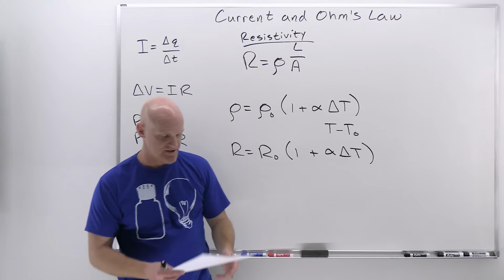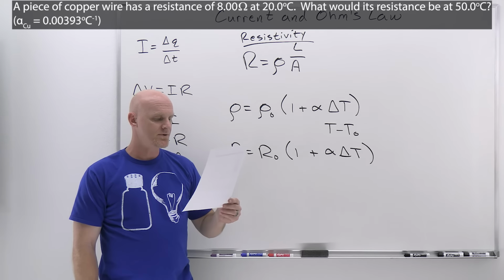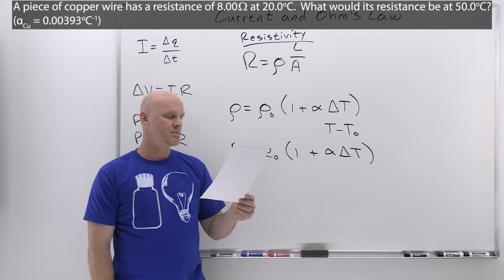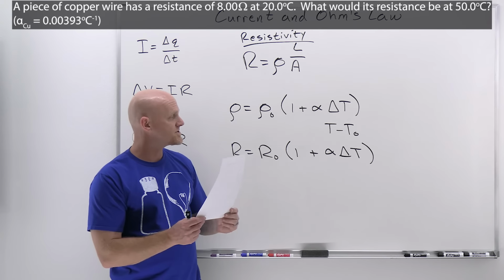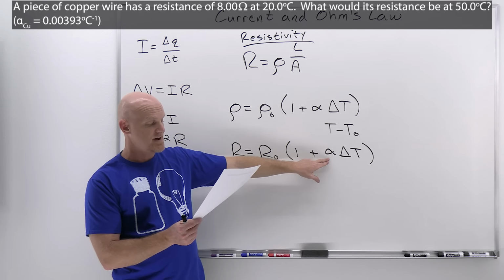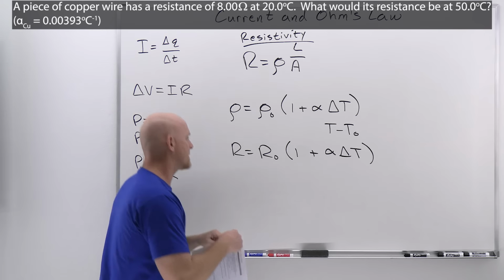All right, let's do a calculation here. The question says, a piece of copper wire has a resistance of 8.00 ohms at 20.0 degrees Celsius. What would its resistance be at 50.0 degrees Celsius? And the temperature coefficient of resistivity is given in parentheses as 0.00393 per degree Celsius. From here, we can do some plugging and chugging.